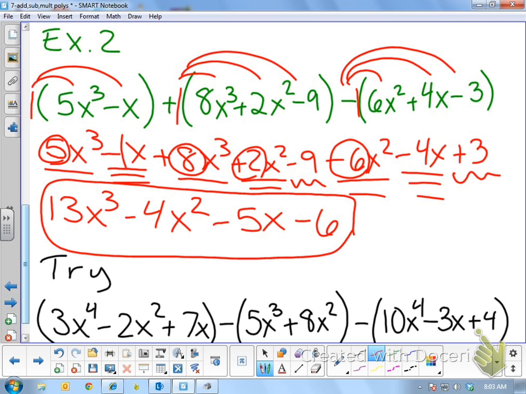Now, I'm not going to dock you points if you don't put it in descending order. It just looks unnatural to me if you don't put it in descending order. So, technically they're the same thing, but this is the acceptable way to write it.